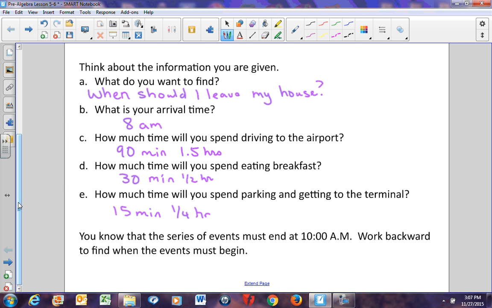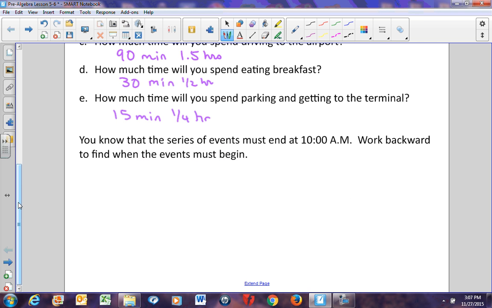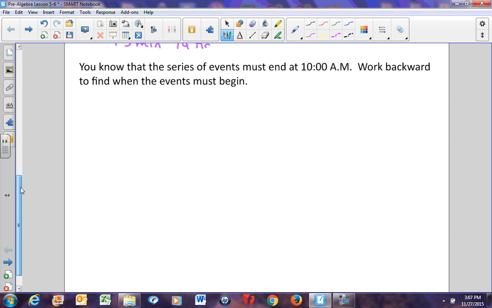So let's work backwards. Let's think about this a second. I'm giving myself a little bit more space here. There we go. I know I have to end at 10, so let's go backwards from 10. My flight leaves at 10. I know breakfast is going to take me half an hour. So I have all kinds of things that I need to do.